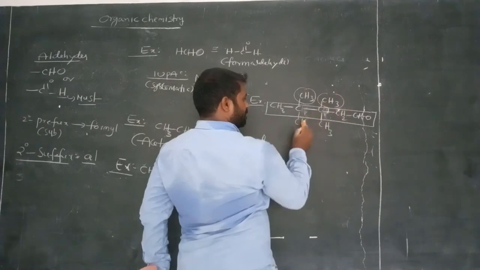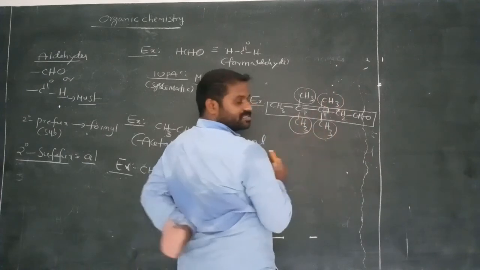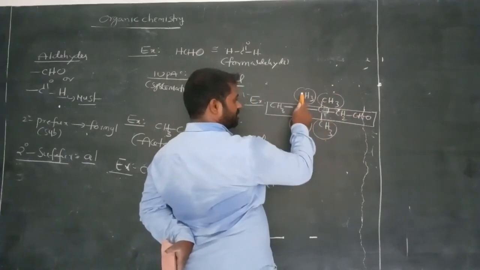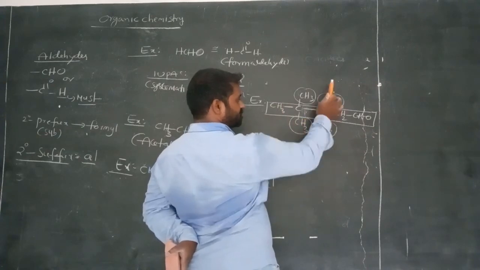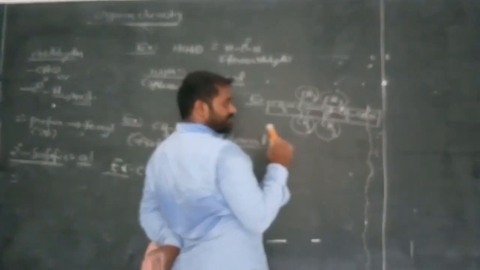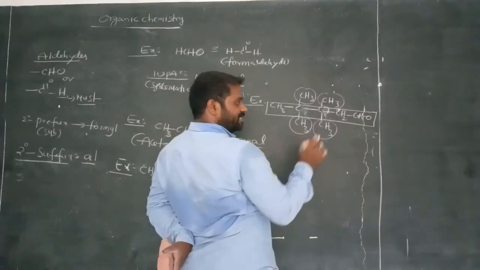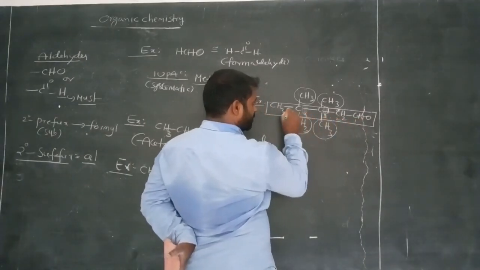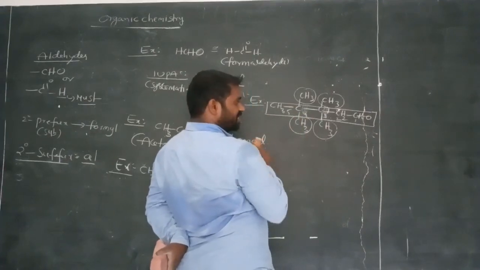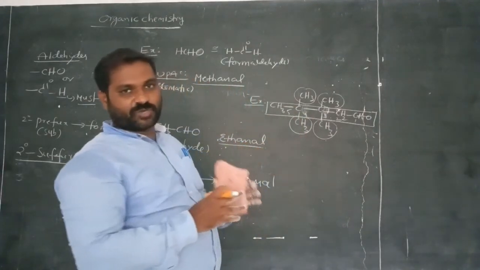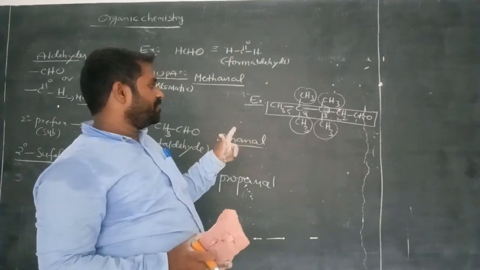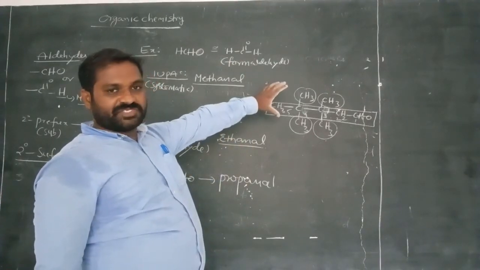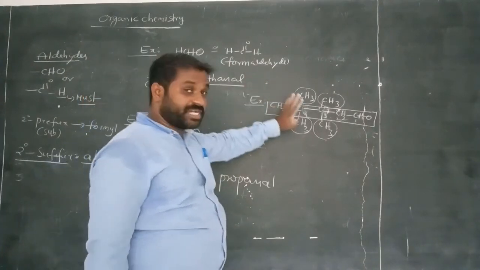Now these become substituents. Suppose 1, 2, 3, 4, 5. Then these two become substituents. Okay. First we have to find the longest chain, then give the numbering. The functional group carbon gets the least number: 1, 2, 3, 4, 5. Clear? So is it cyclic or not? Not cyclic. So the primary prefix is absent. Now the secondary prefix. Is there any substituent or not? Yes. 4 substituents are there.